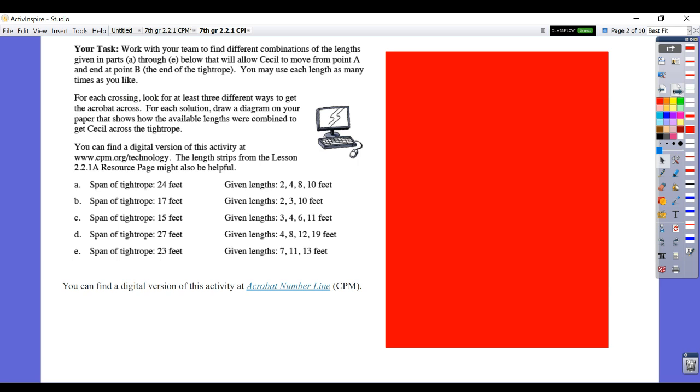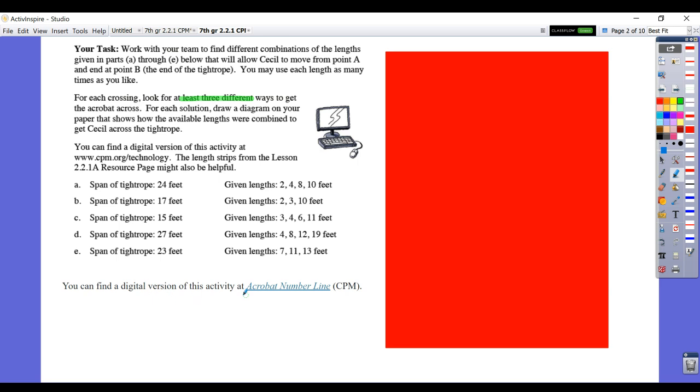So for the first one, what they want you to do is to find different combinations of lengths that will allow Cecil to go from point A to point B using only the given lengths. So for example, starting with A, they want the tightrope length to be 24 feet. You can only use lengths of 2, 4, 8, or 10, although you can use positive or negative, because positive would have him going towards the right and negative would have him going towards the left. And you want to get to exactly 24 feet. Also keep in mind that they're going to want you to come up with at least 3 different ways. So 3 different ways would be fine.